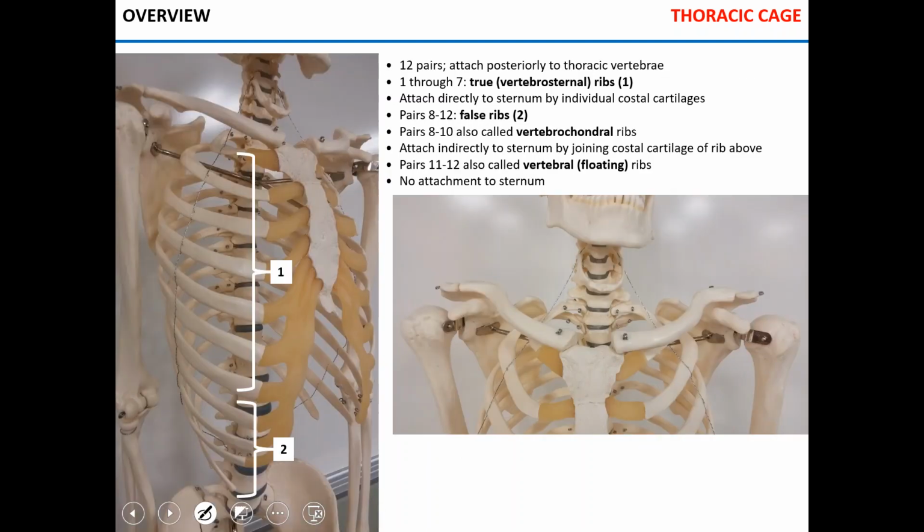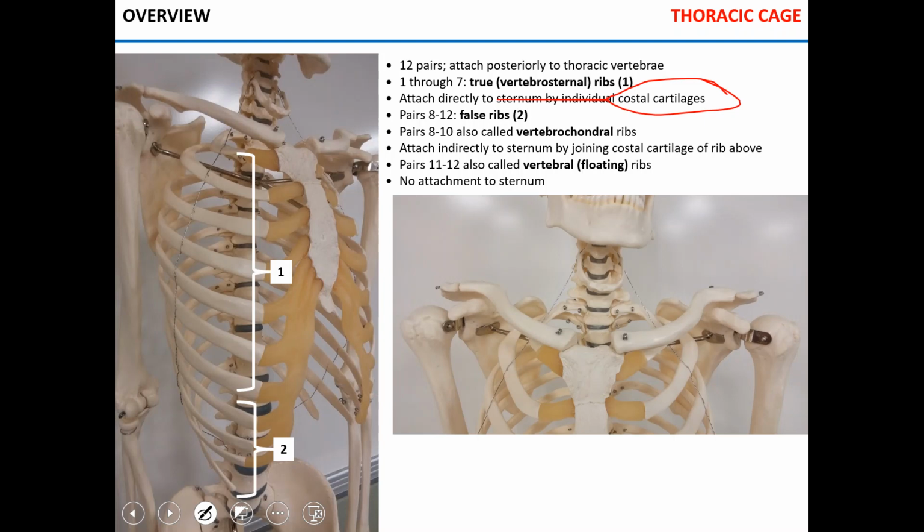Ribs. There are 12 pairs. Males and females have the same number of ribs, whatever the Bible says. Posteriorly, ribs attach to thoracic vertebrae. Anteriorly, they form synchondrosis with the sternum. They attach to the costal cartilage directly to the sternum, some of them.